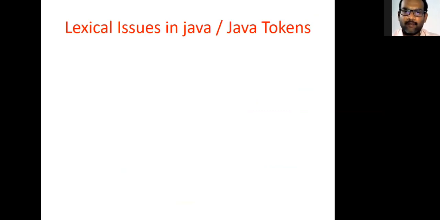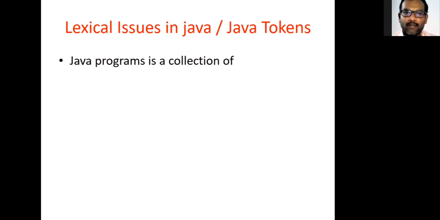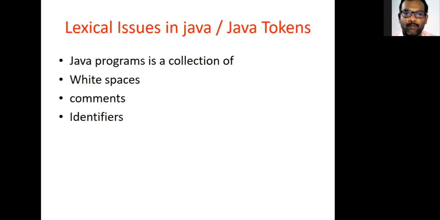Suppose we have a Java program. Before compilation, the compiler divides the entire program into the smallest individual units, and those units are called tokens. In the Java programming language, a token could be white space, a comment line, an identifier, a keyword, literals, constants, or operators. We will see each one in detail now.